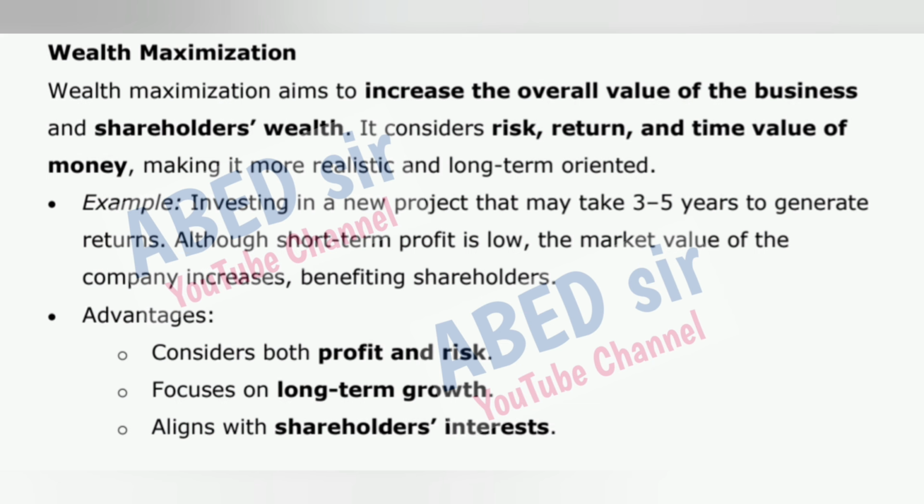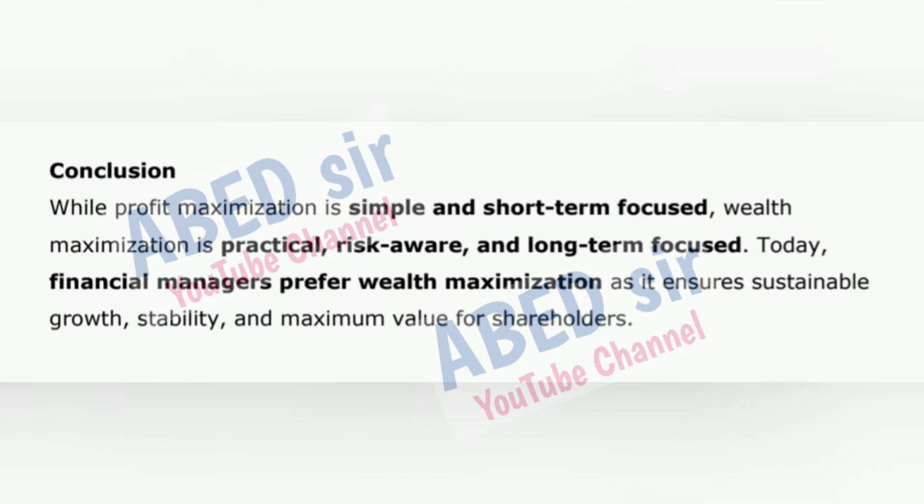Advantages. Considers both profit and risk. Focuses on long-term growth. Aligns with shareholders' interests. Conclusion. While profit maximization is simple and short-term focused, wealth maximization is practical, risk-aware, and long-term focused. Today, financial managers prefer wealth maximization as it ensures sustainable growth, stability, and maximum value for shareholders.